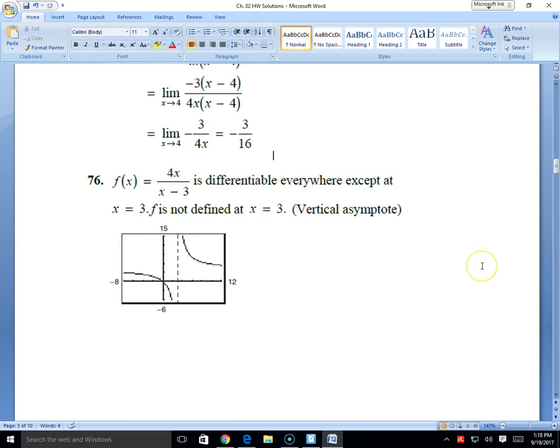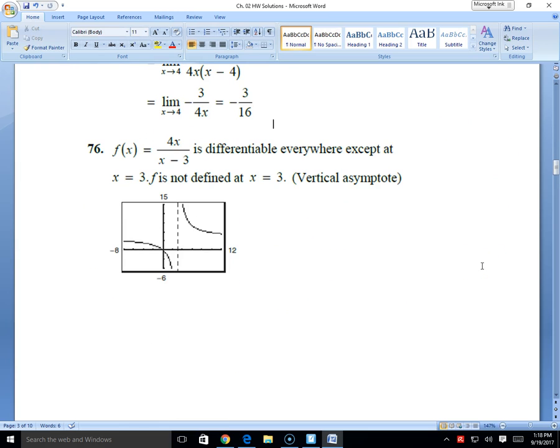And then number 76. A function will not be differentiable anywhere where it's not continuous. And where is this function not continuous? Oh, yeah, that's right. So, not differentiable, the derivative does not exist at the discontinuity.